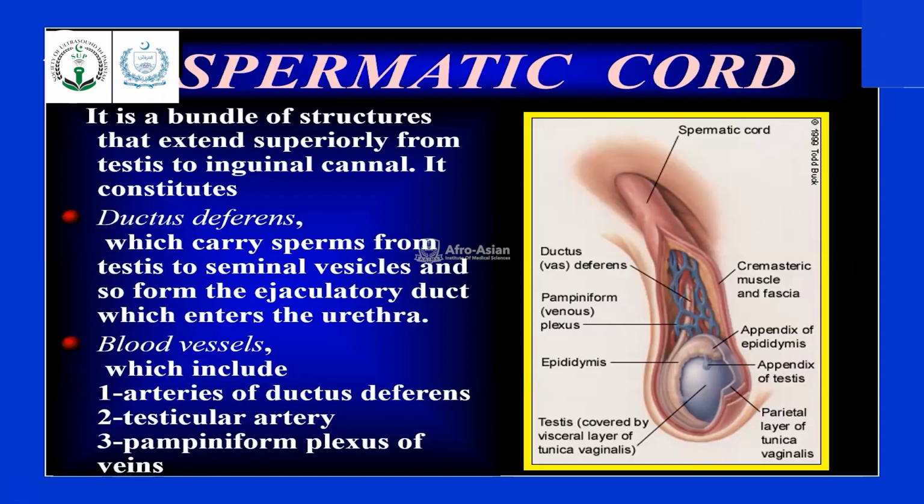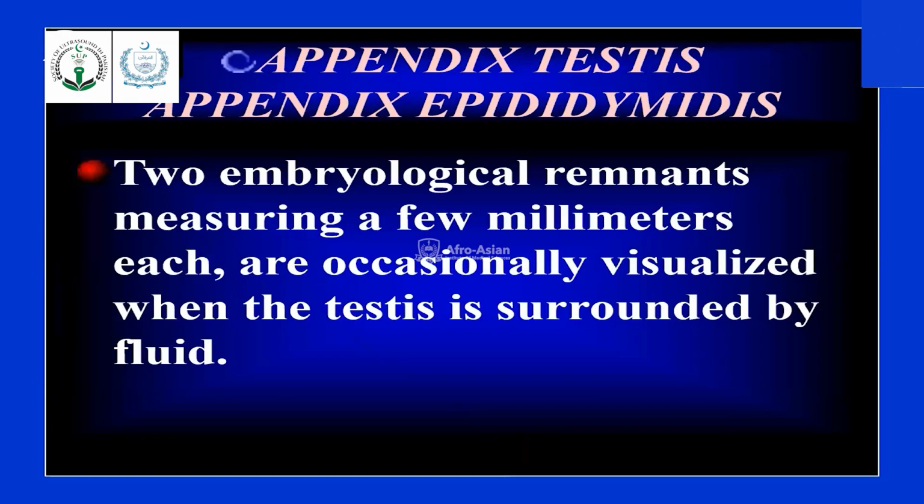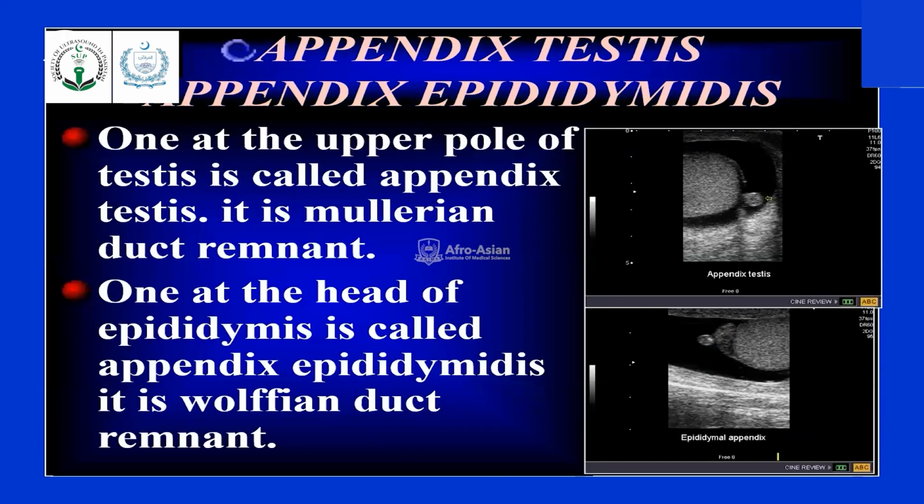Blood vessels, which include the testicular artery and pampiniform plexus of veins. Then comes the appendix testis, and we can have the appendix epididymis, two embryological remnants measuring a few millimeters each, which are occasionally visualized when the testis is surrounded by fluid.